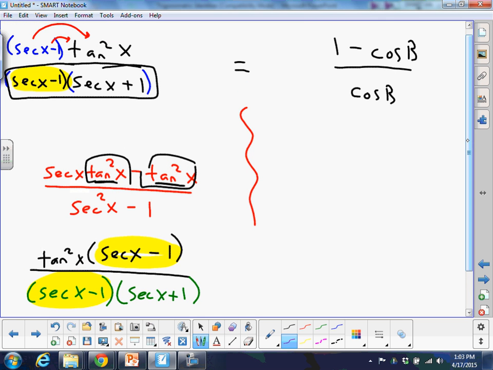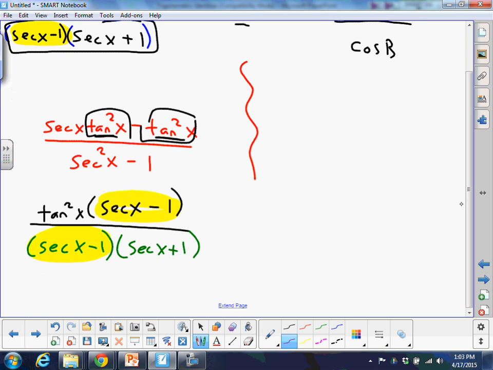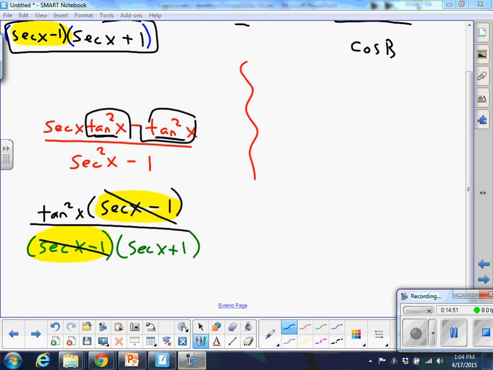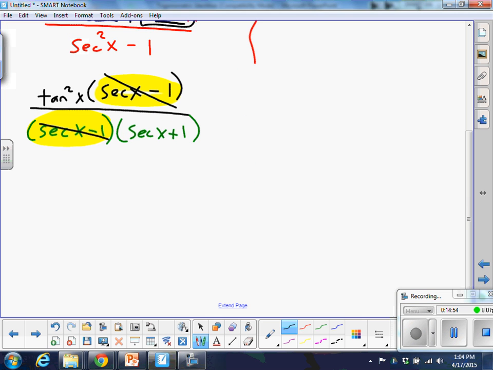See up here, let's see what we end up with here. So that one cancels out. All right, it looks like I'm going in circles in this one, aren't I? Secant x plus 1. So again, I'm kind of going in circles in this one.